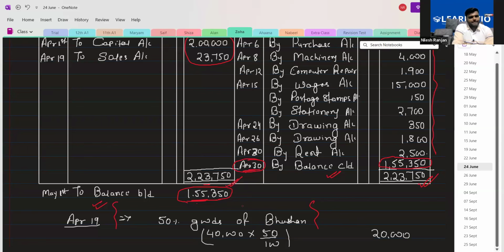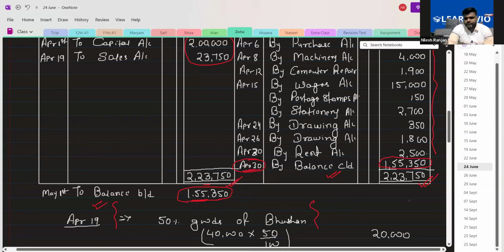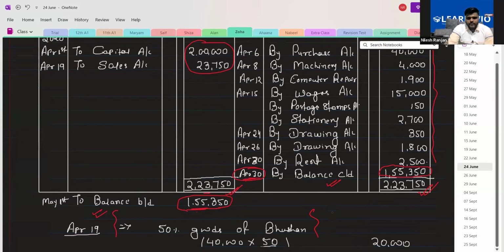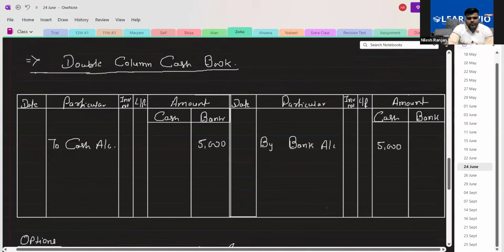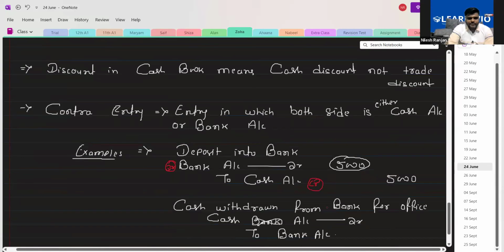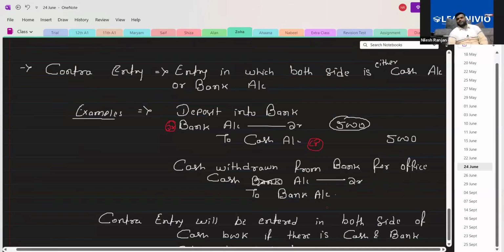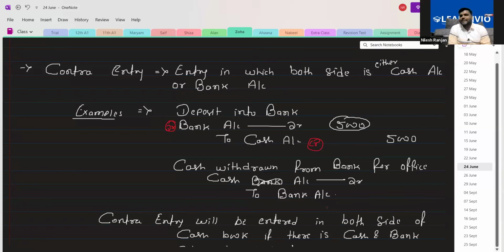Okay. So can you explain contra entry, the logic behind contra entry and how to pass it in the cash book? First of all, contra entry is an entry in which both sides are either cash account or bank. Generally, when you make an entry there is cash on one side and some other item on the other side, like cash purchase, cash sales, or capital.